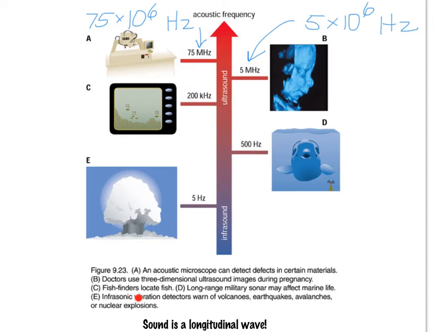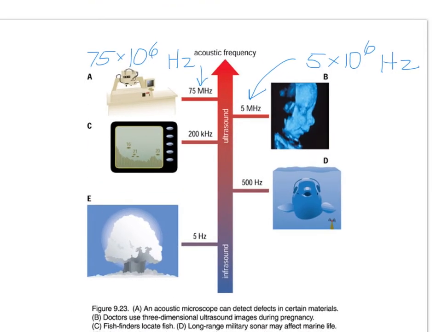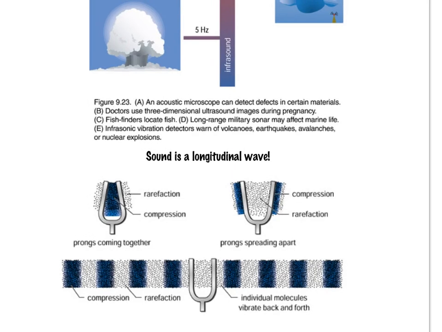And infrasonic vibration detectors are at 5 hertz. So this is where we're not going to hear that. That's not in our audible range. Anything like a volcano or earthquake, avalanches, nuclear explosions are all out of our audible range, but infrasonic vibration detectors could actually pick them up. So that just gives you an idea of what the range actually looks like, right?